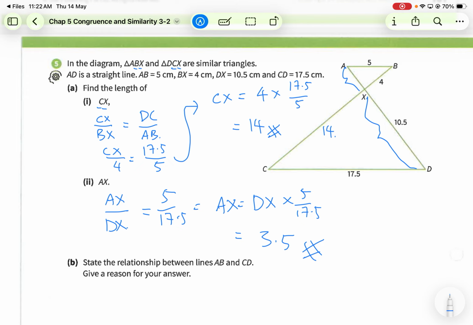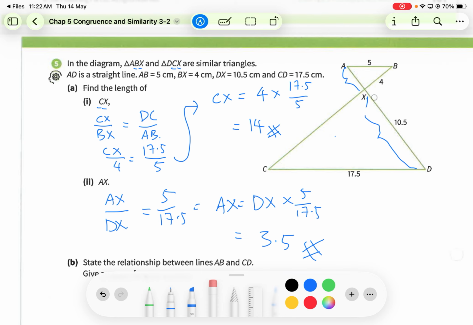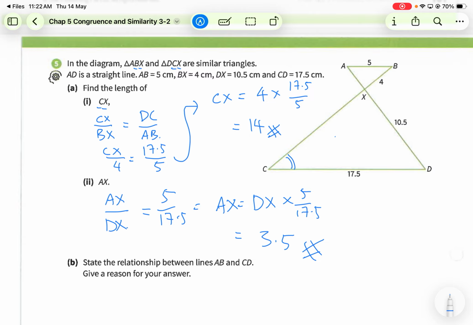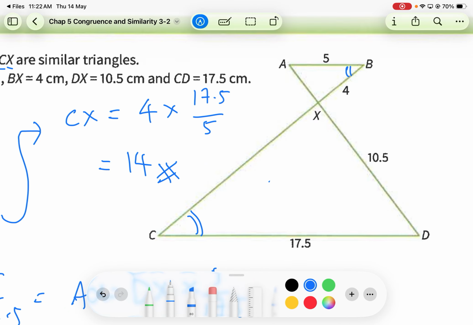Okay. State the relationship between AB and CD. So this one is something extra, but something that you all need to know. Next time you will see this very common one. When this angle XCD corresponds to XBA, this angle, they are the same. And this angle also same as this angle because they correspond to each other. Okay?